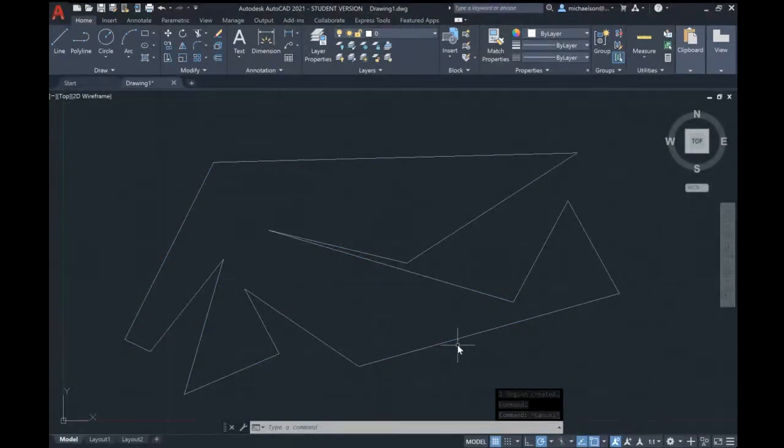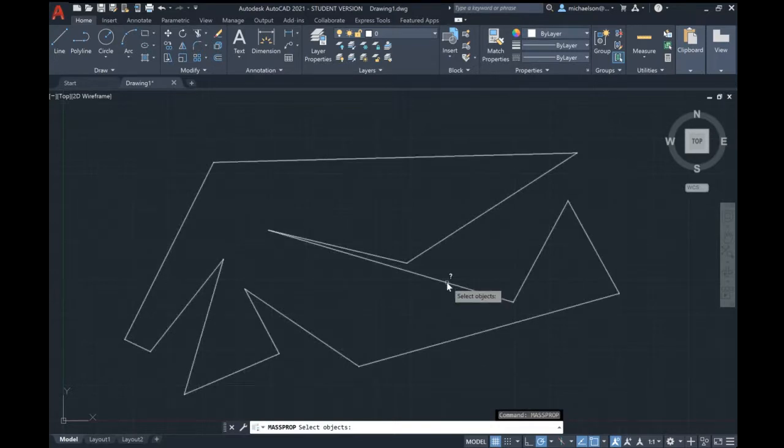And then there's a command called massprop, M-A-S-S-P-R-O-P. It's short for mass properties. And if you press enter, it's asking for the region. So you have to create a region, and then you select, okay, what region do I want properties for? So I'll select this region and press enter.